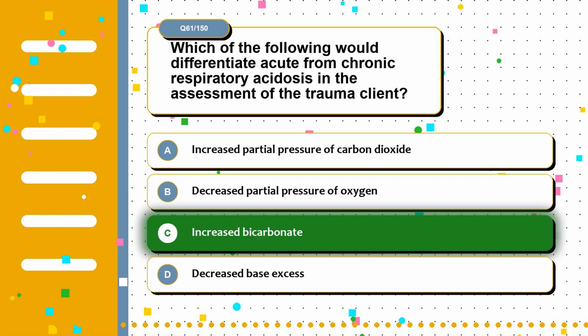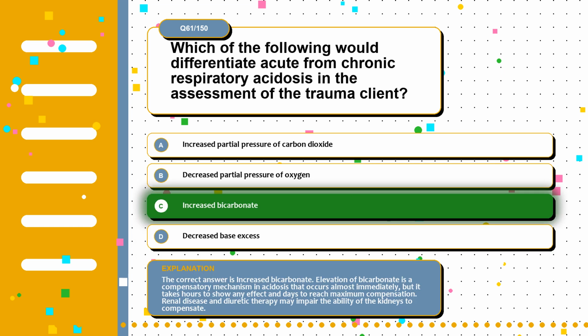The correct answer is option C. Increased bicarbonate. Elevation of bicarbonate is a compensatory mechanism in acidosis that begins almost immediately, but it takes hours to show any effect and days to reach maximum compensation. Renal disease and diuretic therapy may impair the ability of the kidneys to compensate.